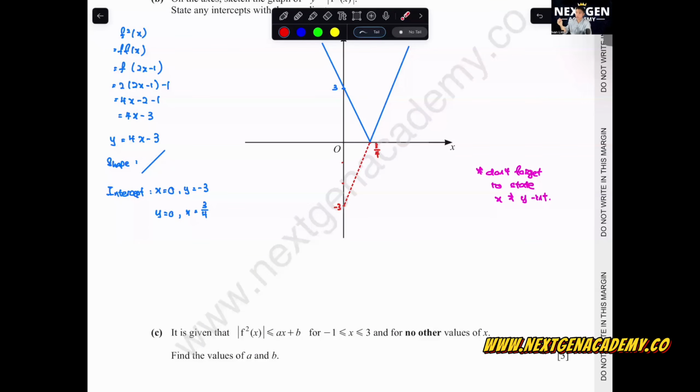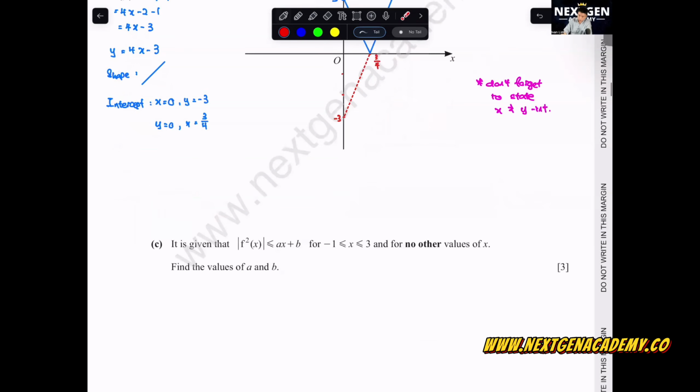Imagine you have an f squared x right now. Sorry, they already give you the f squared x, and then they want you to find where f squared x is less than or equal to ax plus b. What's ax plus b? Ax plus b will be a straight line equation, right? So if we were to put it on the diagram, this is what it means. Okay, you have this graph that we just drew. Something like this.